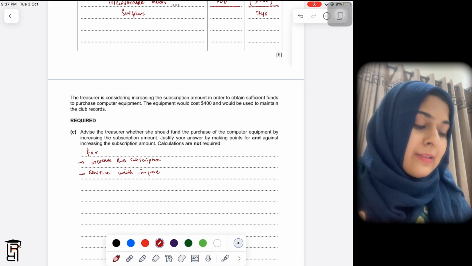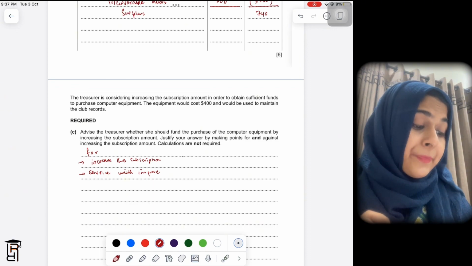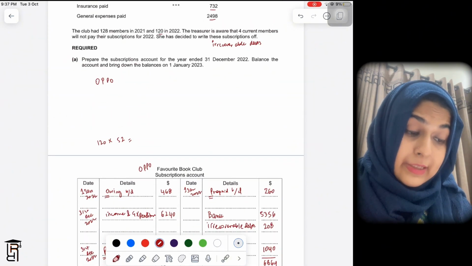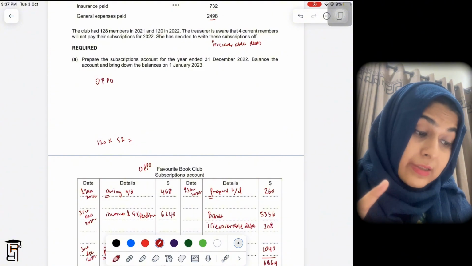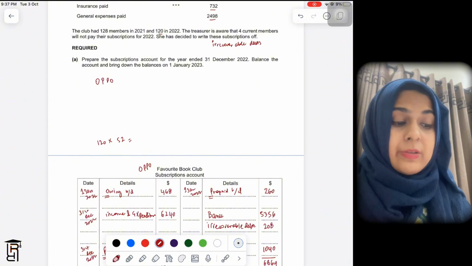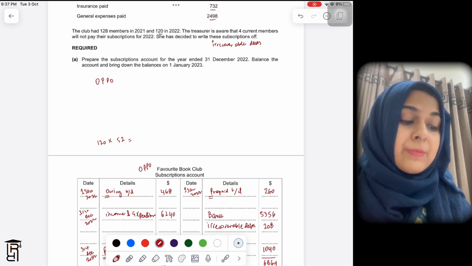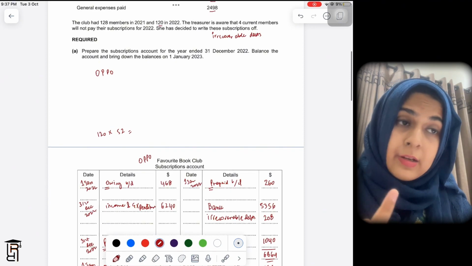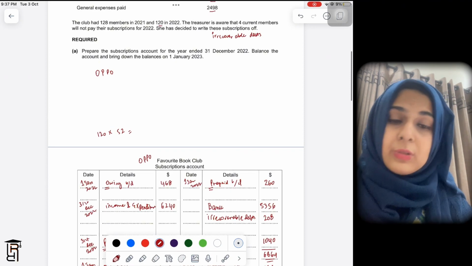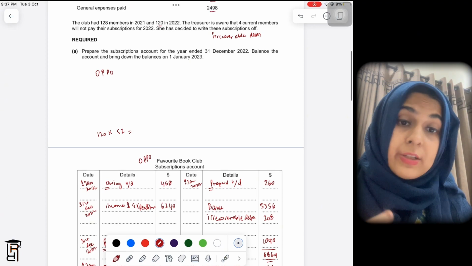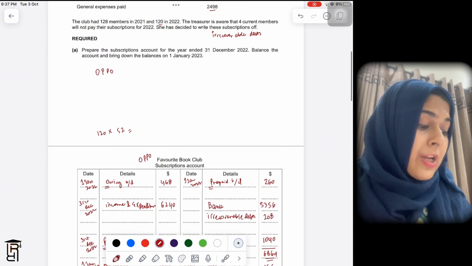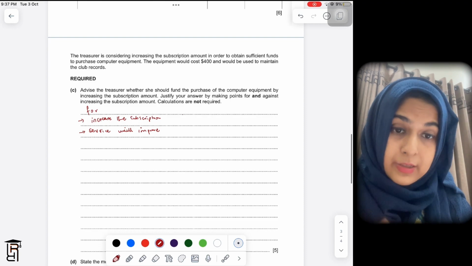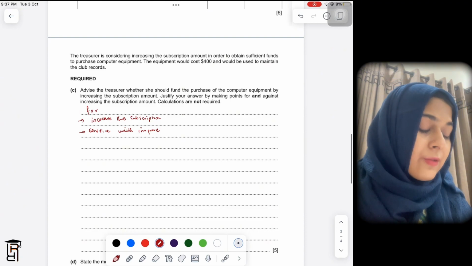But the arguments against this decision would be that there have been irrecoverable debts in subscriptions very recently, and the number of members has gone down from 2021 to 2022, which is alarming. If they increase the subscriptions, maybe the members wouldn't stay with this club, they would go to some other club, or maybe they'll have to write off more as irrecoverable debts in future, because the members will have to face the increased subscription cost. So maybe they have to write it off in future.